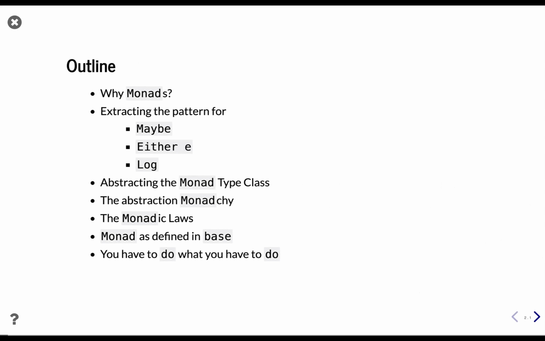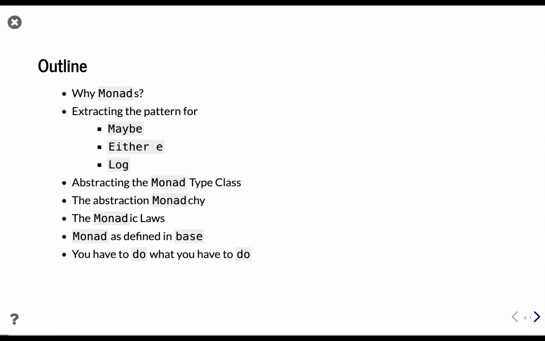We'll start with why monads to begin with. Then we're going to extract the pattern for maybe, either, and log. We'll use those patterns to generalize to the monad type class, explore the abstraction monarchy, the monadic laws, how monad is defined in base, and finally, the do notation.